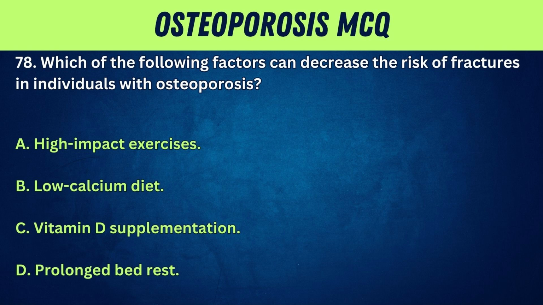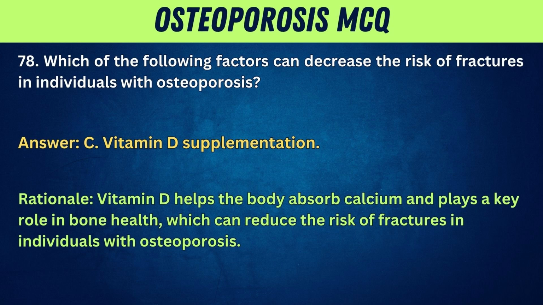78. Which of the following factors can decrease the risk of fractures in individuals with osteoporosis? A. High-impact exercises. B. Low-calcium diet. C. Vitamin D supplementation. D. Prolonged bed rest. Answer. C. Vitamin D supplementation. Rationale. Vitamin D helps the body absorb calcium and plays a key role in bone health, which can reduce the risk of fractures in individuals with osteoporosis.